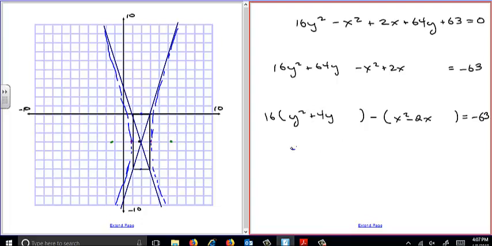Then we take 4 divided by 2, square it, that's 2 squared, which is 4, so we add 4, but we're really adding 16 times 4, which is 64. So we're adding 64 here, so we have to add 64 to the right hand side. Next, we take negative 2, divide by 2, square it. It's negative 1 squared, which is 1. So we add 1.